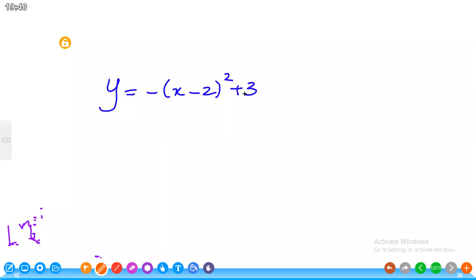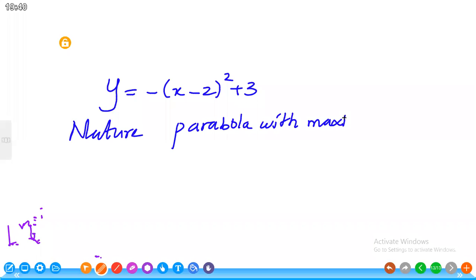Now let us consider the characteristics of this graph without drawing it, according to the table. I already said, right? First consider the nature of the graph. What is the nature of the graph, students? The nature of the graph is a parabola. A parabola with a maximum, because here the coefficient of x squared is negative. So the nature of the graph is a parabola with a maximum.